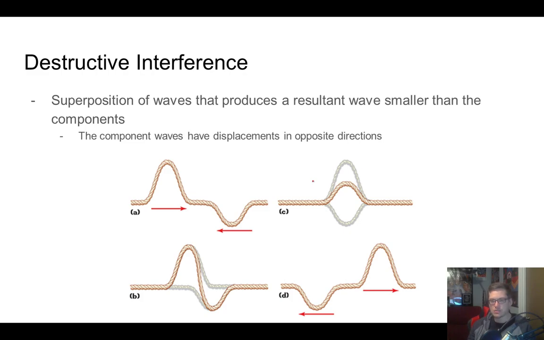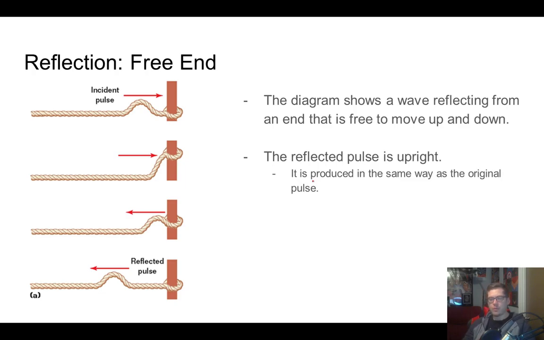All right, so that's destructive interference. Another kind of wave interaction that you need to know about is reflections. Reflections occur when your medium hits some sort of barrier and cannot keep going in the same direction it was. The first type of reflection here is a free end reflection.